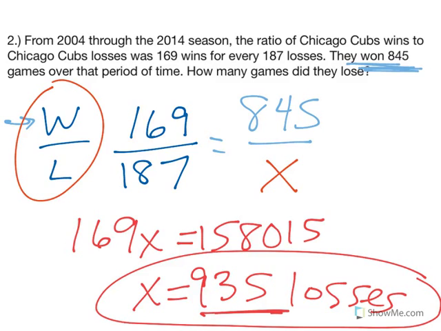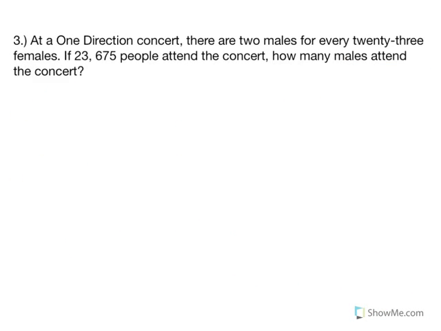All right, let's go to number 3. At a One Direction concert, I'm not going to judge, whatever, there are 2 males for every 23 females. So we are talking about males to females. So they said 23 females, and I have a point here. 2 males to 23 females.